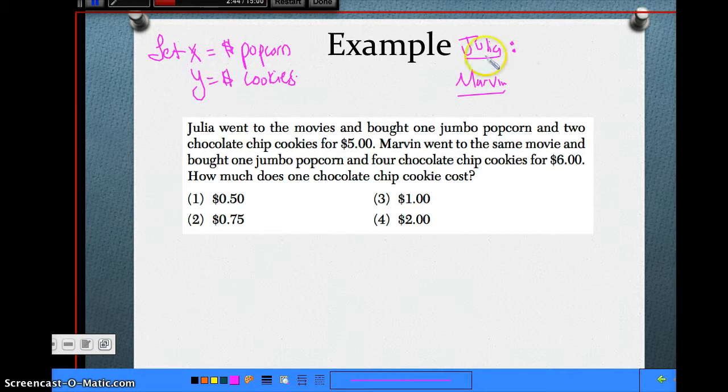So Julia, she went to the movies and she bought 1 jumbo popcorn. So it's 1 jumbo popcorn times how much they are, plus she bought 2 chocolate chip cookies, so it's 2 times how much those are, and they totaled $5. Whereas Marvin went to the same movie and bought 1 jumbo popcorn, which would be 1 times the cost, x, plus 4 chocolate chip cookies, which would be 4 times the cost, y, and he totaled $6.